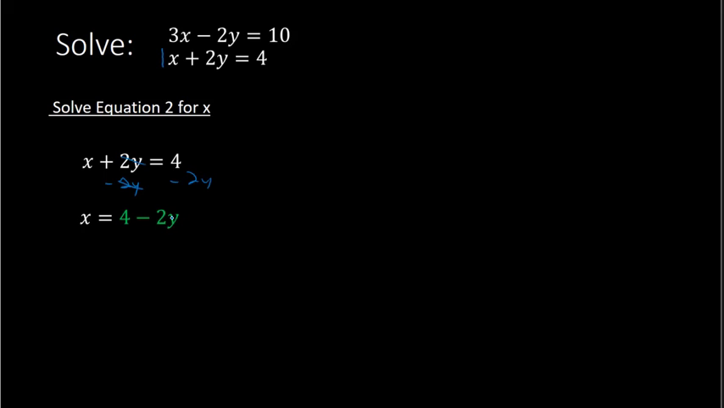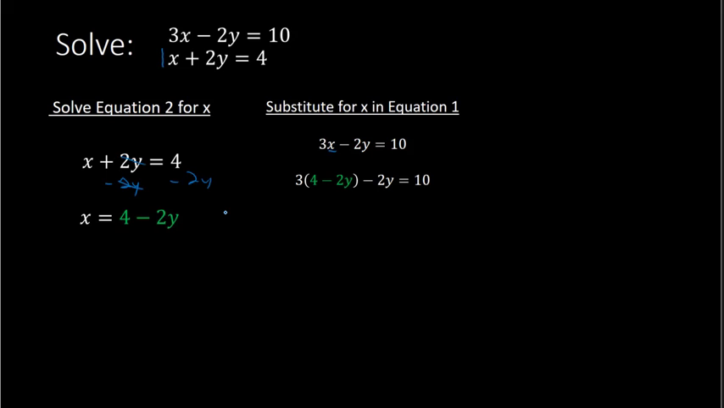So from here, I can then substitute this in place of the other equation, 4x. So looking at that first equation, 3x minus 2y equals 10, in place of x right here, I can put in the 4 minus 2y. So at this point right here, we now have one equation with just one variable. So it's not x and y anymore, now it's just y's.